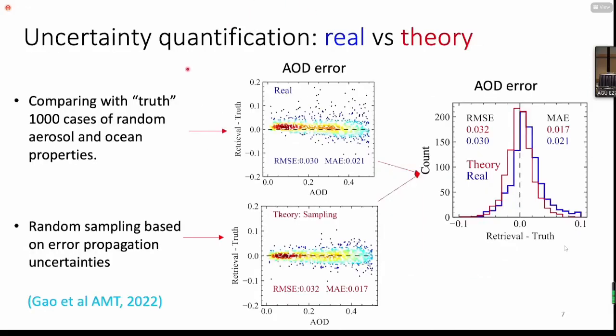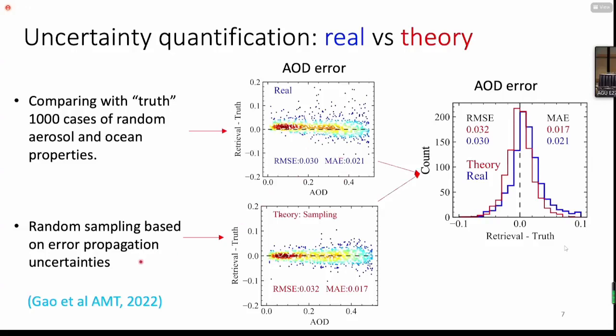So let's first look at the retrieval uncertainties. We simulate 1,000 sites of synthetic measurements with random aerosol and ocean properties to conduct this study. The real uncertainty errors are computed by comparing the retrieval result with the truth from synthetic data. Here we are using AOD as an example.